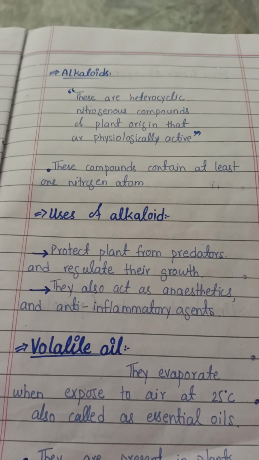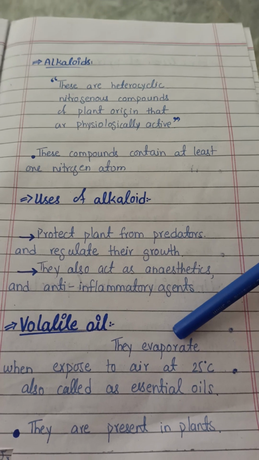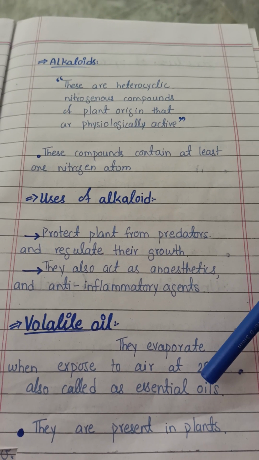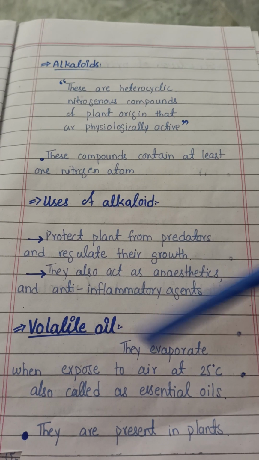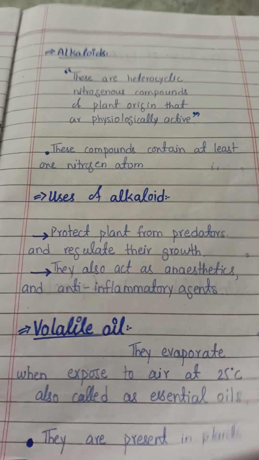Now we move on to the volatile oil. Volatile oil also contains pyrrole. These volatile oils evaporate when exposed to air at normal room temperature. They are also called essential oils, and they are present in various plants.